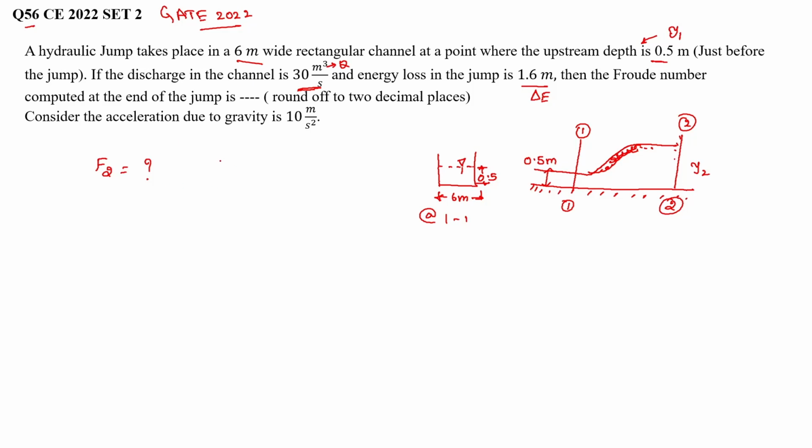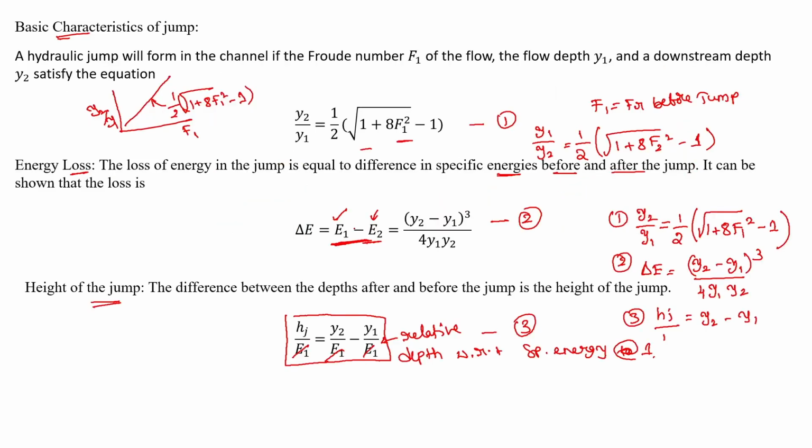So what else have they given? Q equal to 30 meter cube per second and g assumed to be 10 meter per second square. And yes, delta E, the energy loss. Suppose here if you calculate the energy it will be E1, here it will be E2, and the difference between E1 and E2 is given as 1.6 meter. So I'm giving you 1 minute. Just try to calculate using this.